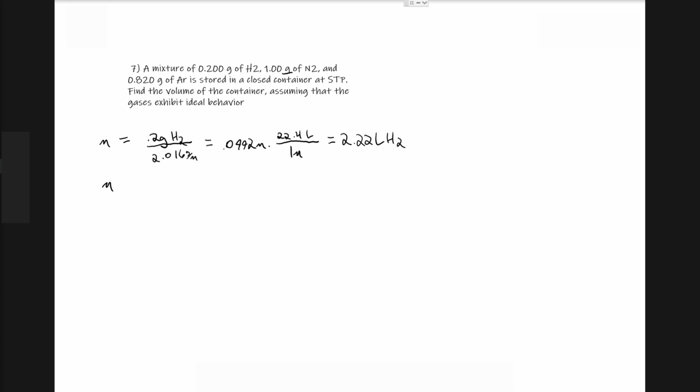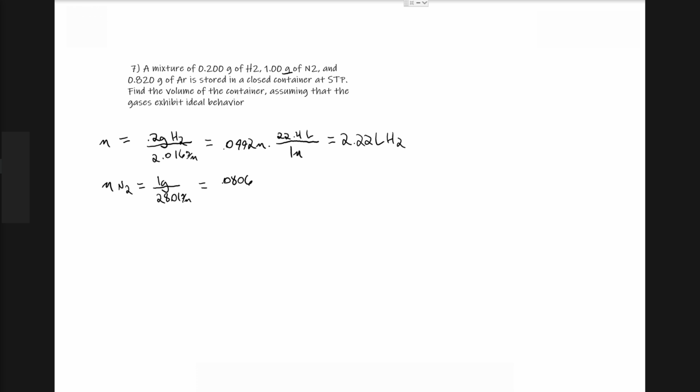Let's see, moles of N2. We have 1 gram of N2. Put that over 28.01 grams per mole. Again, don't forget when you look at your periodic table to multiply your molar mass of nitrogen by 2 because this is an N2 molecule, not an N molecule.